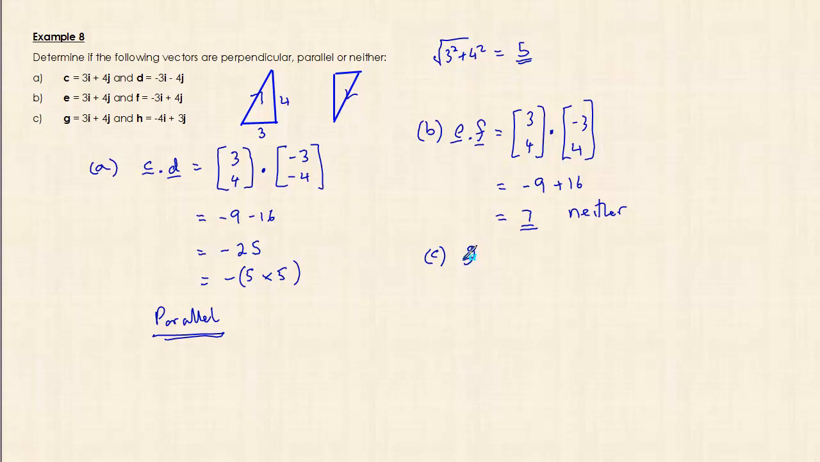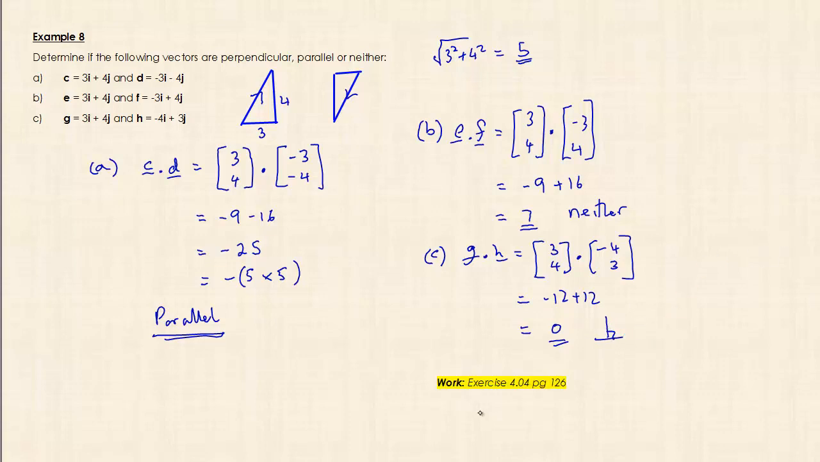Now to do g dot h. So that's (3, 4) dotted with (negative 4, 3), giving us negative 12 add 12, which is 0. So these are perpendicular. We're now in a position to do exercise 4.04 on page 126.